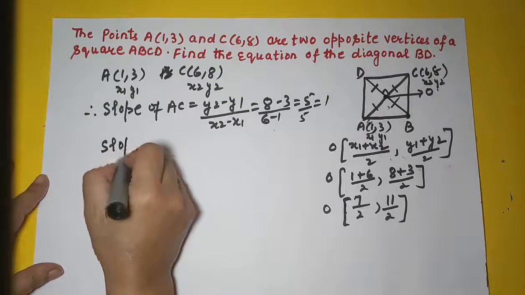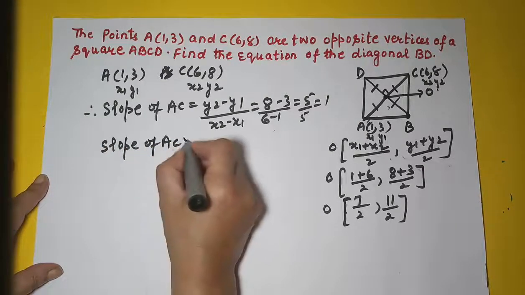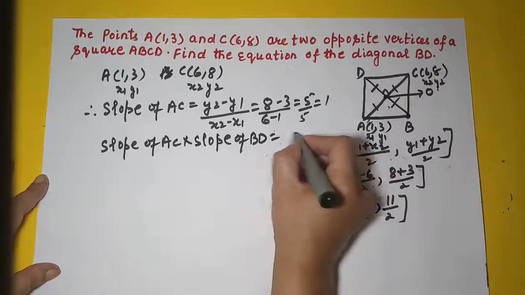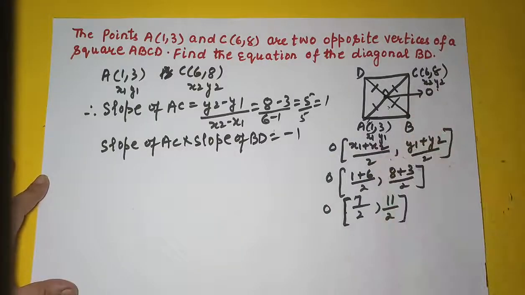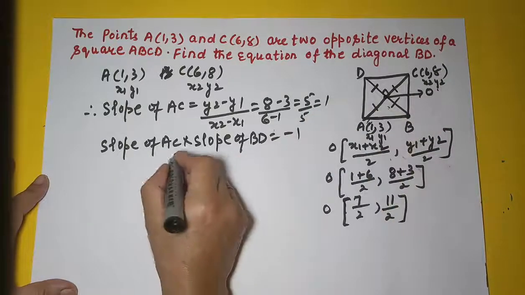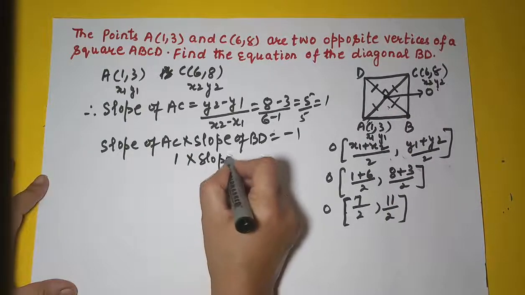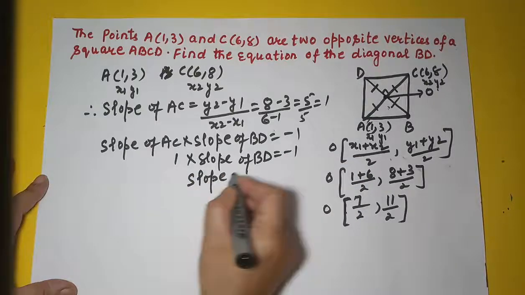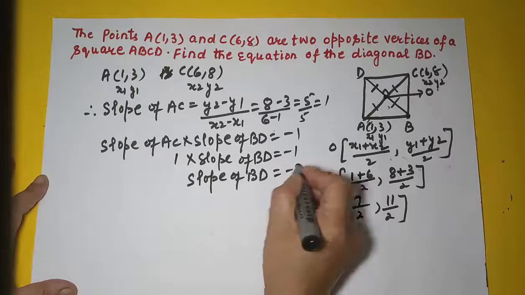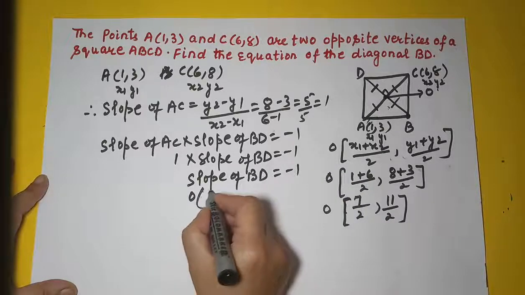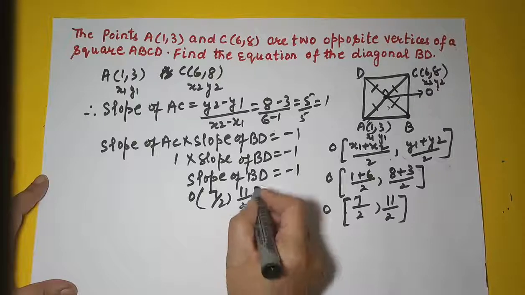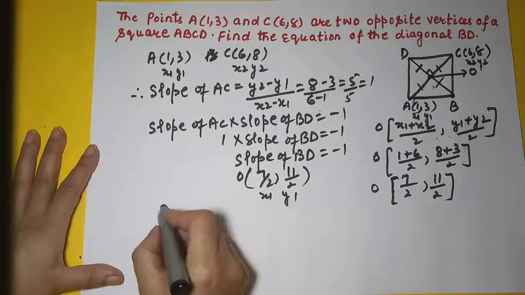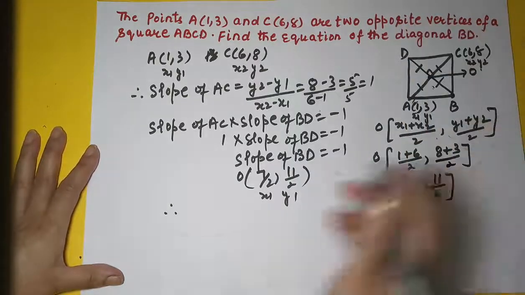Now we know that slope of AC into slope of BD will be minus 1 because they are perpendicular lines, right? We have found the slope of AC as 1, so 1 into slope of BD equals minus 1. So you have found the slope of BD as minus 1. You also have the point through which BD passes, that is 7 by 2 and 11 by 2. Now this becomes your x1 and this becomes your y1. You can now find the equation of this diagonal BD.